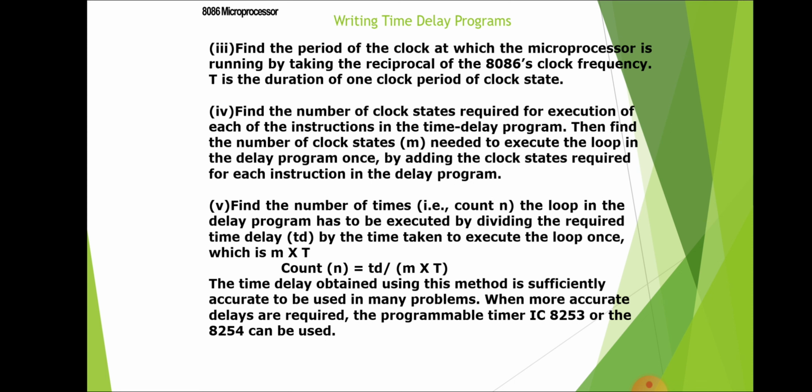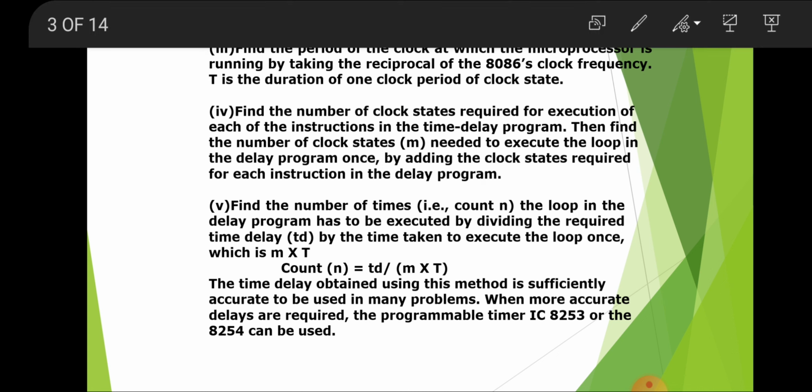Now step 3: find the period of the clock at which the microprocessor is running by taking the reciprocal of the 8086 clock frequency. You all know that frequency is the reciprocal of period, or period is the reciprocal of frequency. So when you get the frequency of the 8086, you can easily find the period. T is the duration of one clock period, or clock state.